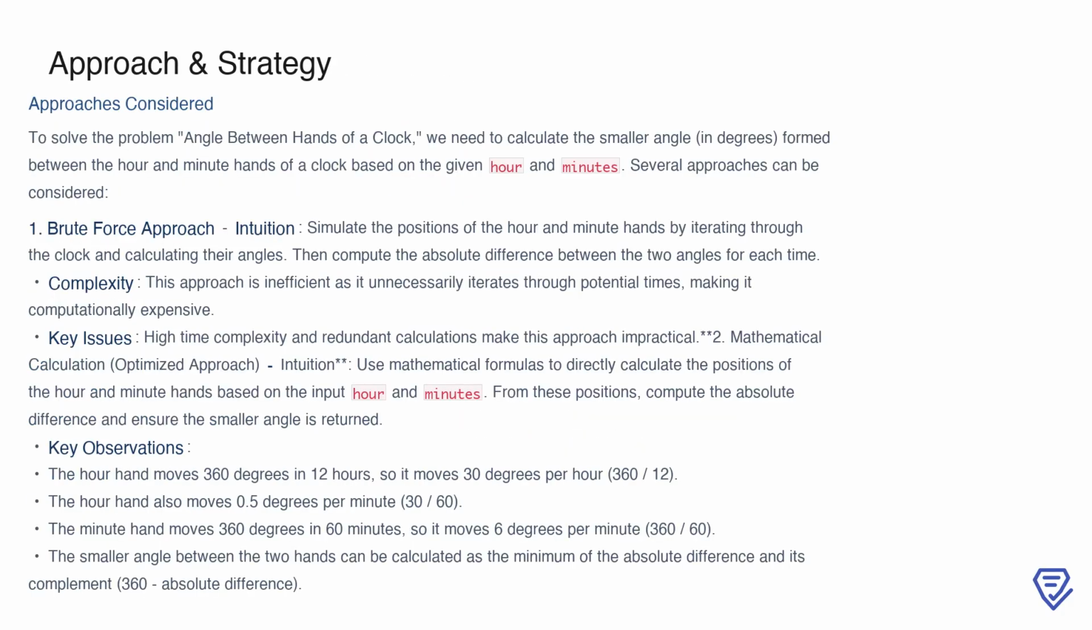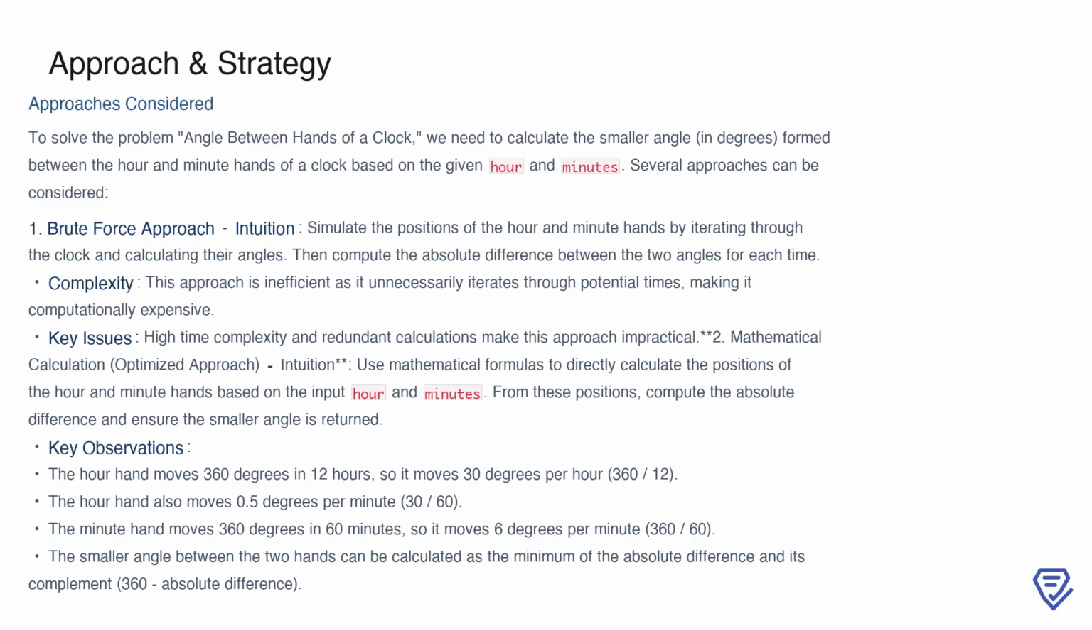To solve the problem of finding the smallest angle between the hour and minute hands of a clock, we can consider several approaches. The first is a brute force approach, where we simulate the positions of the hour and minute hands by iterating through all possible times on the clock. For each time, we calculate the angles of the hands and determine the absolute difference. However, this approach is computationally expensive because it involves unnecessary iterations and redundant calculations, making it inefficient.